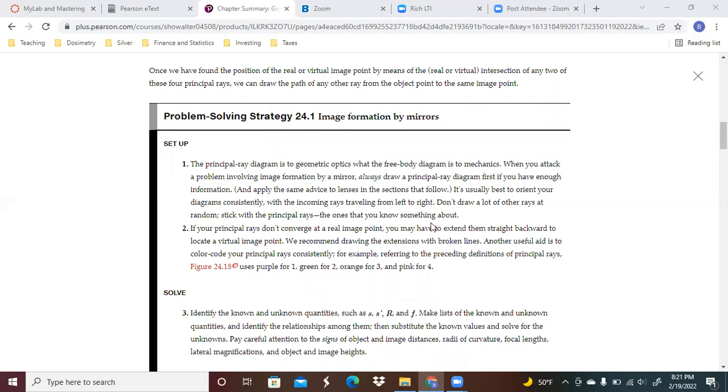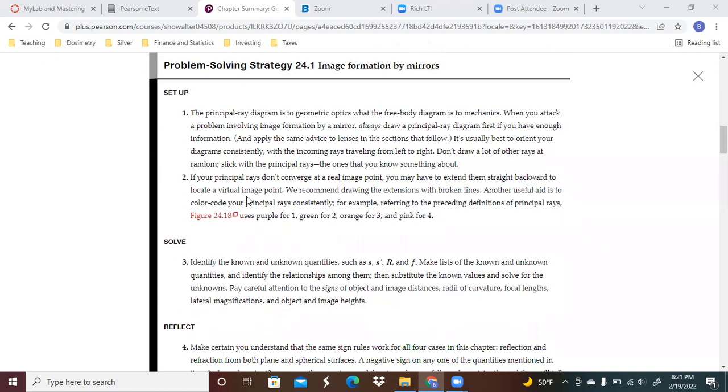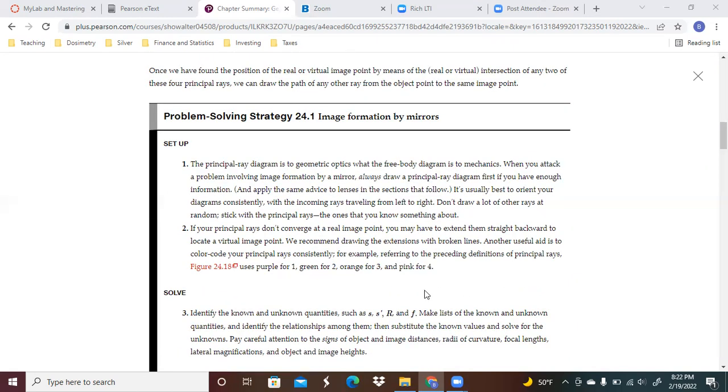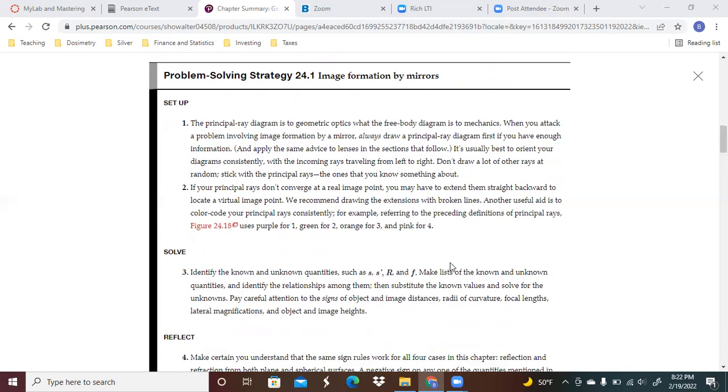So when you attack a problem using image formation by a mirror, always draw a principal ray diagram first if you have enough information. Don't draw a lot of other rays at random. Stick with the principal ones. In other words, those are the ones that you know something about. And then if your principal rays don't converge at a real image point, you may have to extend them straight backwards to locate a virtual image point. We recommend drawing the extensions with broken lines, just like what you saw up here. You can also color code them if you have the ability to do that.